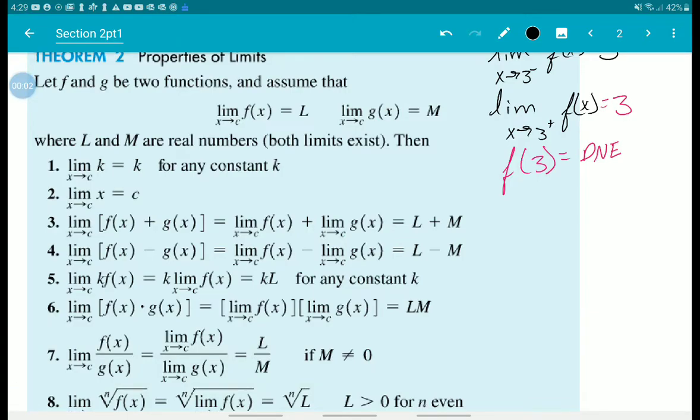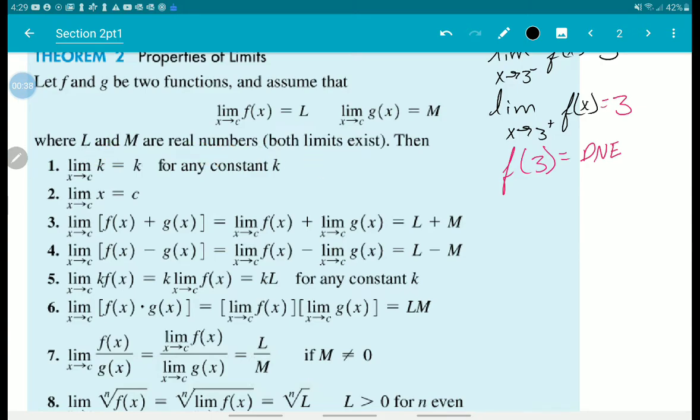So in this video, we're going to talk about some properties of limits and then end with finding the limit of a difference quotient. So if we want to define some properties of limits, we're going to let f and g be two functions, and we're going to assume that the limit as x approaches c of function f exists, and it goes to this value called L. And the limit as x approaches the same number, c, of g of x exists and approaches some number m. L and m are both going to be real numbers.